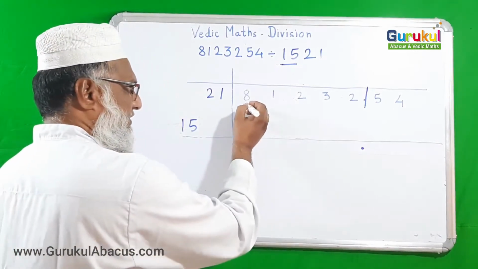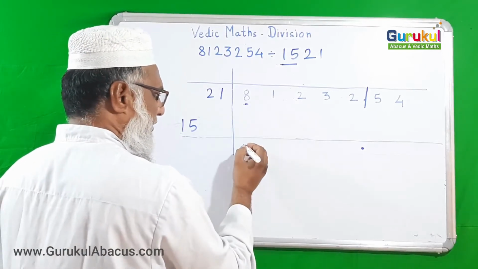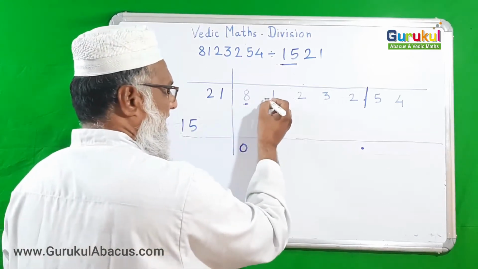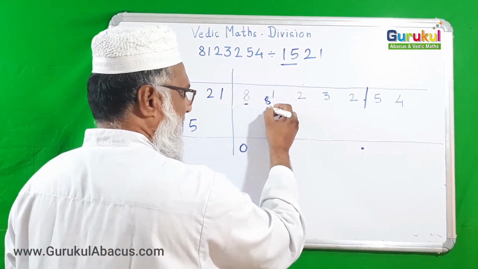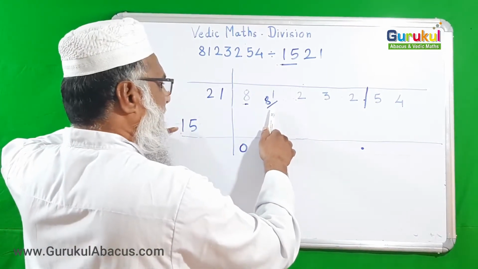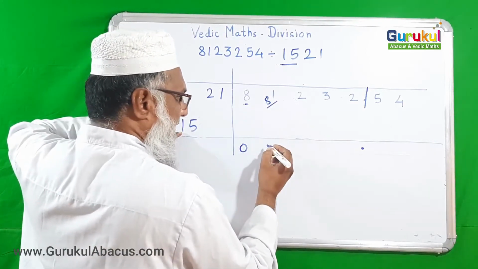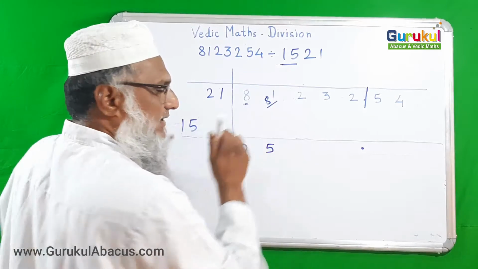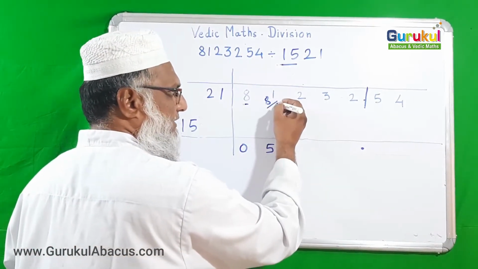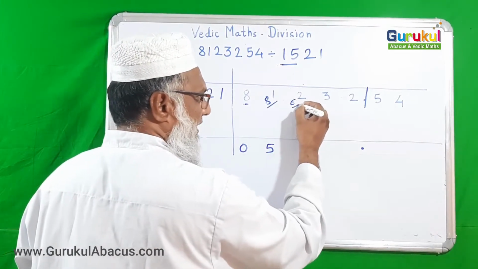Now see here, this 8 is there and here is 15. 15 ones I cannot say, so I am saying 15 zeros because 8 is smaller than 15. Now that 8 I am adding with this one, so I am getting 81. This 81 is the new dividend. Now here is 15. 15 5s are 75. If I subtract 75 from 81, remaining is 6. That I want to add here.